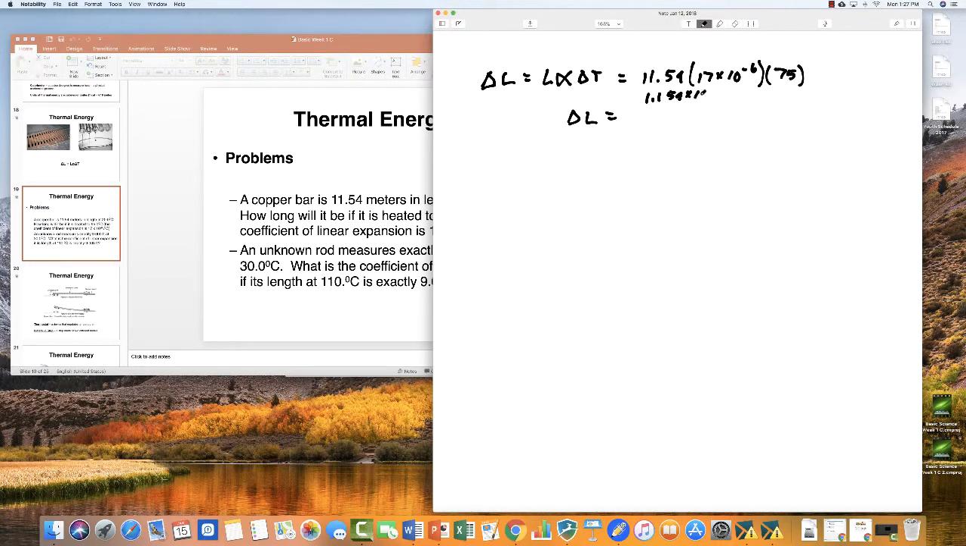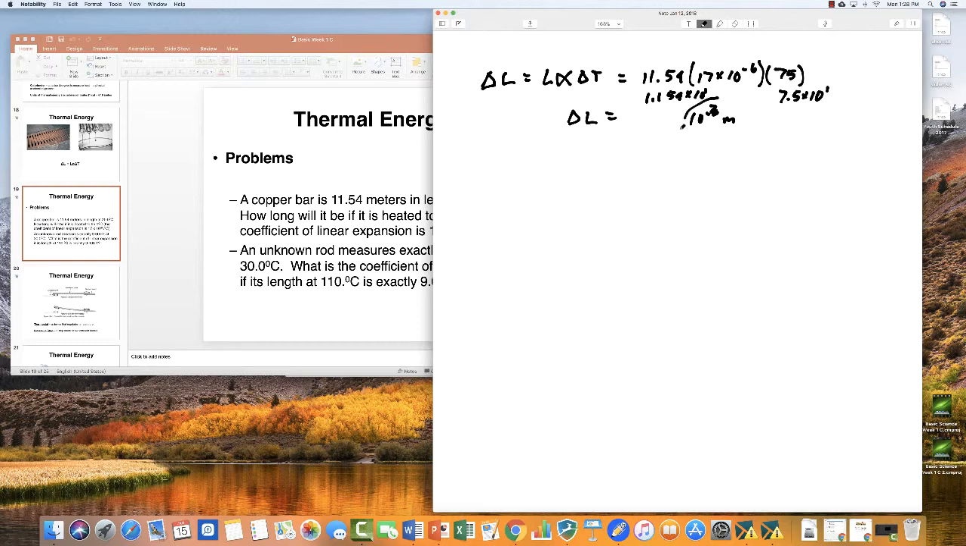And if you do this calculation, delta L will be some number. This is going to be 1.154 times 10 to the 1, and this will be 7.5 times 10 to the 1. And so you have approximately 10 to the minus 4, and you multiply these three. If you multiply these three numbers together, you'll end up with some number which will be in meters.